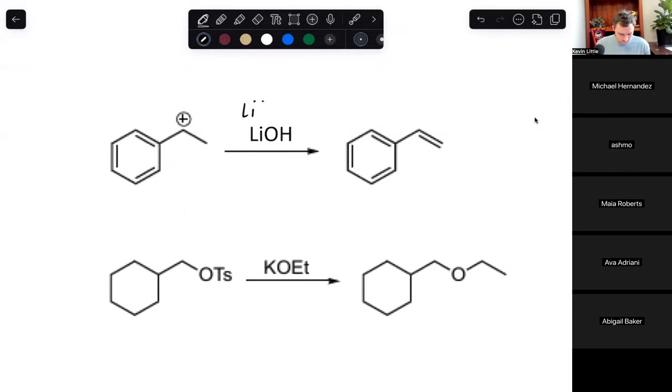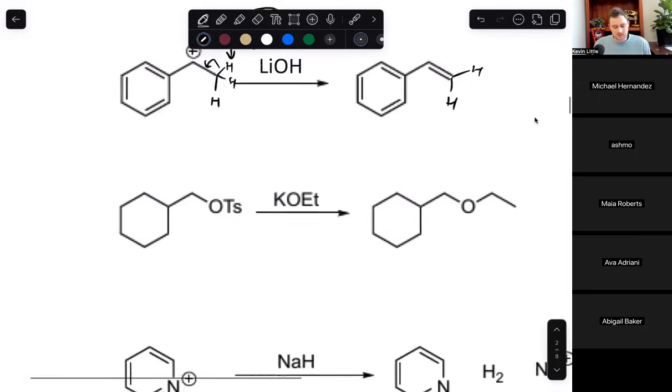Lithium is a metal. So what happens here is one thing I can immediately see is that this terminal carbon loses a hydrogen. I have to explain that, and I have to explain the formation of a double bond. So I have to take that hydrogen and collapse it to form that double bond. Again, this is the second step of an E1.